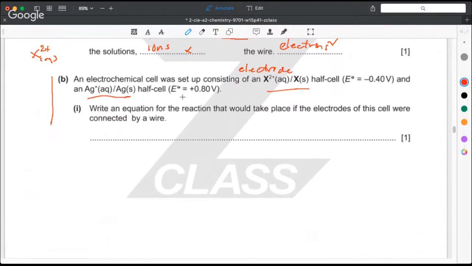The one that's going to be attracting electrons is going to be the positive electrode. And the one that's going to be losing electrons is going to be the negative electrode. So it's pretty obvious which is the positive and which is the negative electrode. But these half cells, these electropotentials, are always written as reductions.